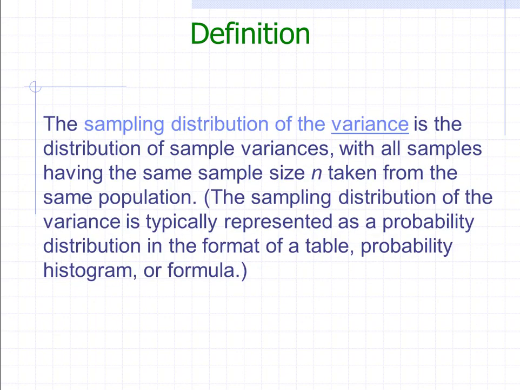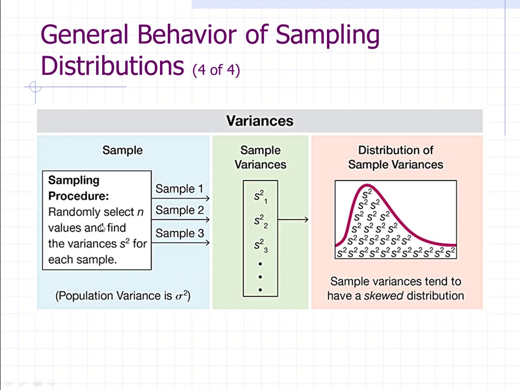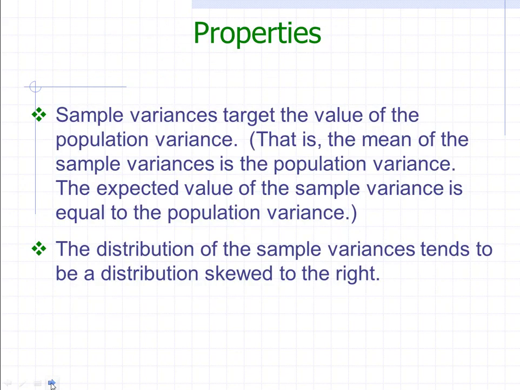We can do the same thing with variances, calculating the variance of samples of a certain size and then looking at the distribution of those variances. And this is what that's going to look like. So again, we take a sample of a certain size, we collect many of those, we calculate the variance for each sample, and then we put them in a distribution. Now, the sample variances do have a skewed distribution, but it's still a very good estimator for the population variance. And again, the sample variances target the value of the population variance. This distribution is slightly skewed to the right.